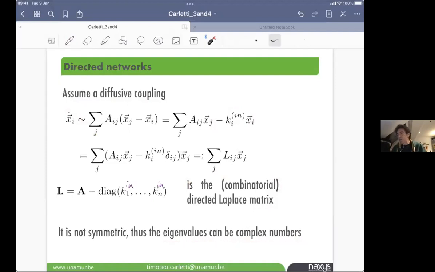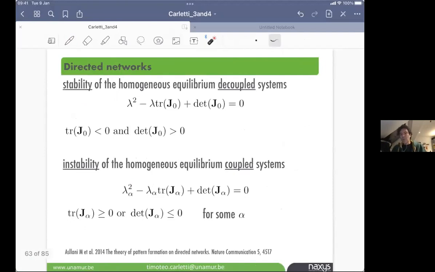This will play an important role, because if you repeat all the machinery that I did before, you end up studying the stability of the system using this equation. This is easy because here the network doesn't enter, and so you have the trace negative and the determinant positive. But once you project on the eigenvector, assuming it exists, and you study the stability of the coupled system, you have this equation. Now inside these matrices you have complex numbers, and so the equation I show you, I can write explicitly: lambda equals plus or minus the trace and the square root of the determinant, and so on.